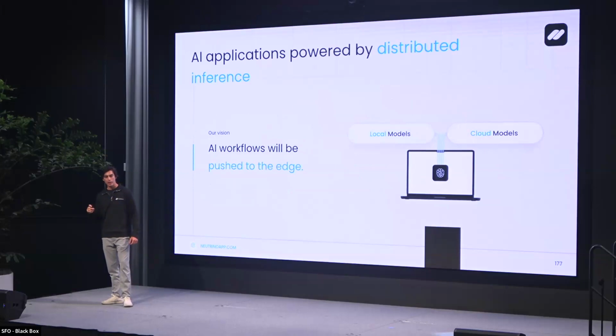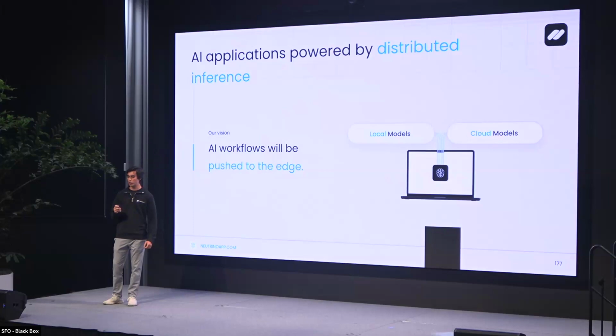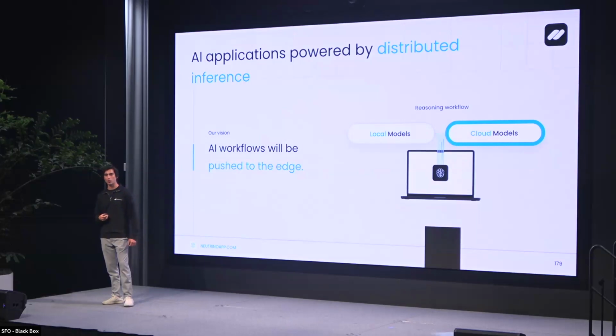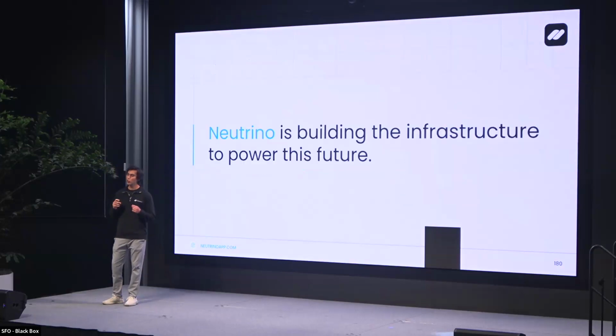Soon, AI applications will be powered by distributed inference, with different models running across different devices. And as AI workflows get continually pushed to the edge, small, local models will be increasingly used for simpler queries, and larger, more powerful cloud models will be more sparingly used for the more complex reasoning workflows. Neutrino is building the infrastructure to power this future and power applications built with multiple models.